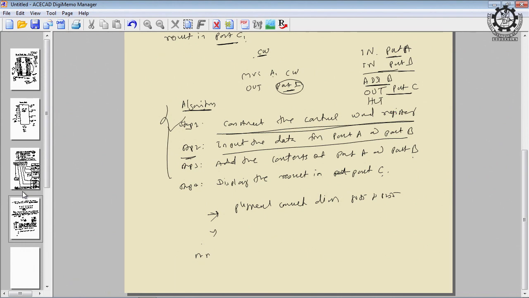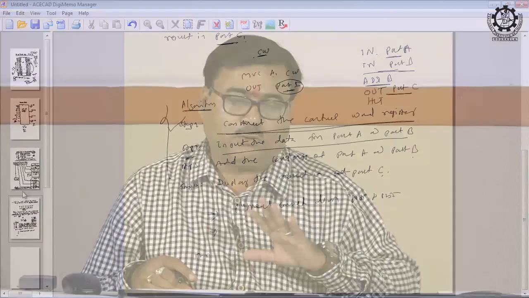This is what we expect in the interfacing, and we shall clearly solve this particular problem in the next class. How the control word instructions are used? Hardly 10 instructions are enough to solve this problem.